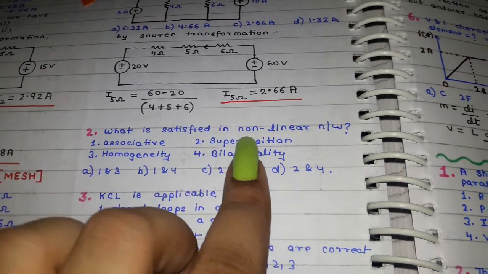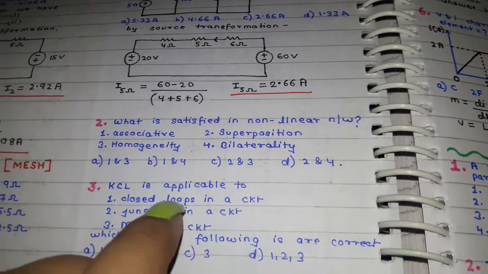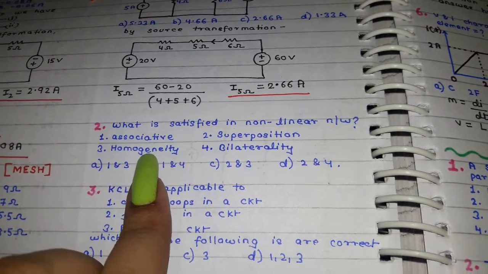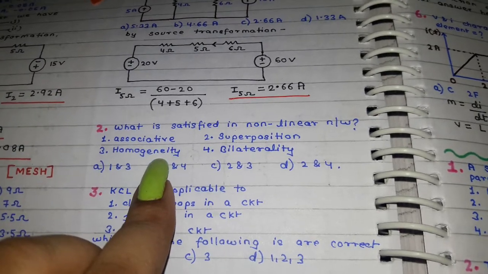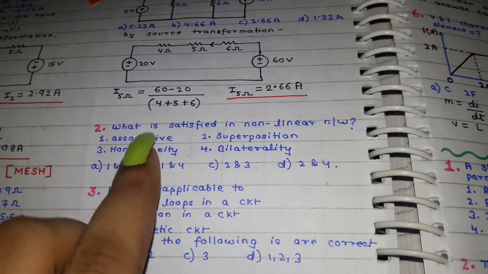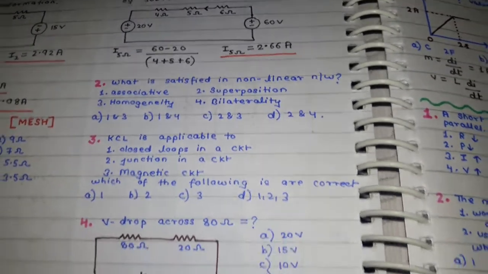And what is satisfied in a non-linear network? You know, for a linear network, homogeneity and superposition, these two are mandatory, for a linear circuit. So for non-linear, the answer would be 1 and 4.